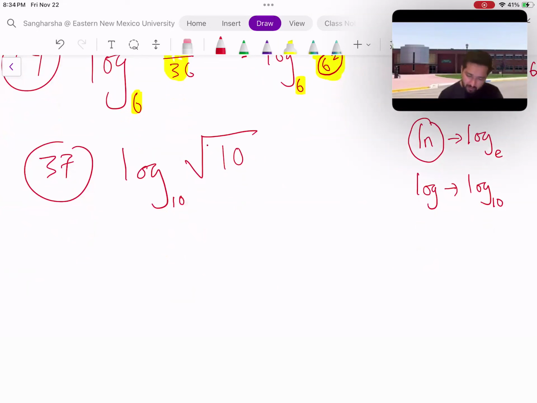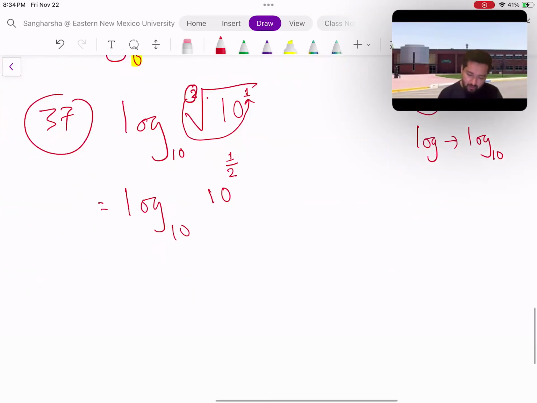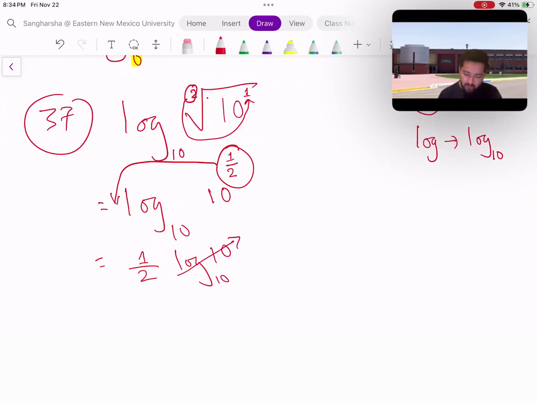Now we have this radical 10, so let's rewrite that. We need to get rid of this radical sign. So this 10 has exponent 1. The index for this radical is 2. So we write this 2 in the denominator here. So square root of 10 is the same as 10 to the power 1 divided by index 2. Okay, so we have this exponent, we write in the front. We have 1/2 log of 10 to a base 10. This is 1. And we have 1/2 as our final answer.